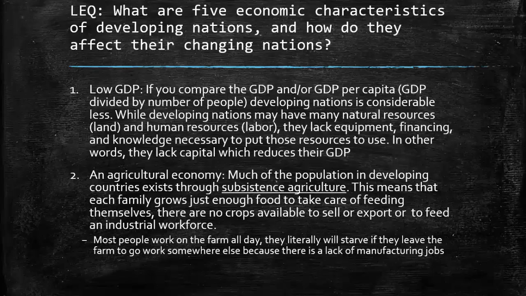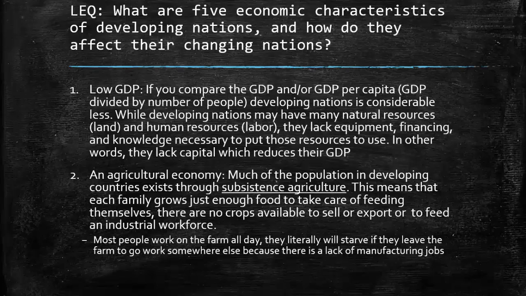Okay, a low GDP. We have studied GDP in class. You guys know what that is. So if you compare the GDP or GDP per capita, which is just GDP based on how many people there are in the country. For example, it's not fair to compare the GDP of the United States with 350 million people to the GDP of Peru with less than 100 million people. Of course our GDP is going to be higher, all right? So while developing nations may have many natural resources and human resources, they lack equipment, financing, and knowledge, aka capital and human capital, necessary to put these resources to use. In other words, they lack capital, which reduces their GDP.